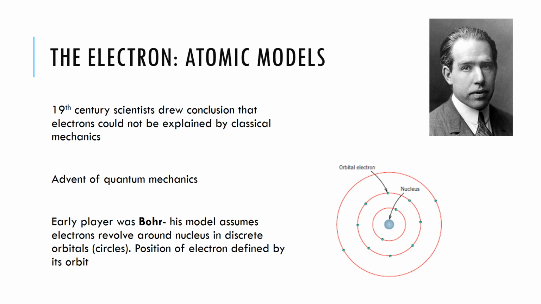Okay, so what kind of atomic models have we been through then over the years of development? Well, in the 19th century, scientists drew the conclusion that electrons couldn't be explained by classical mechanics. So Newton had all these wonderful mathematical equations that described the movement of the planets and described the movement of large objects.